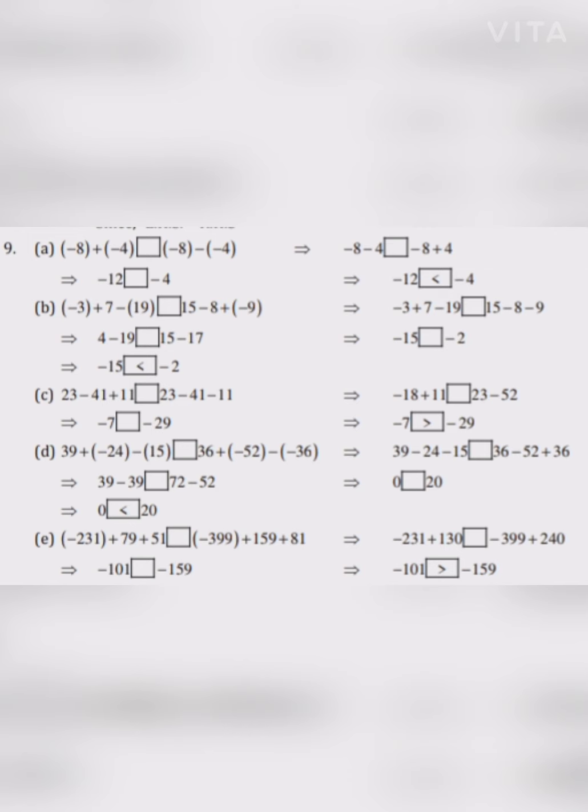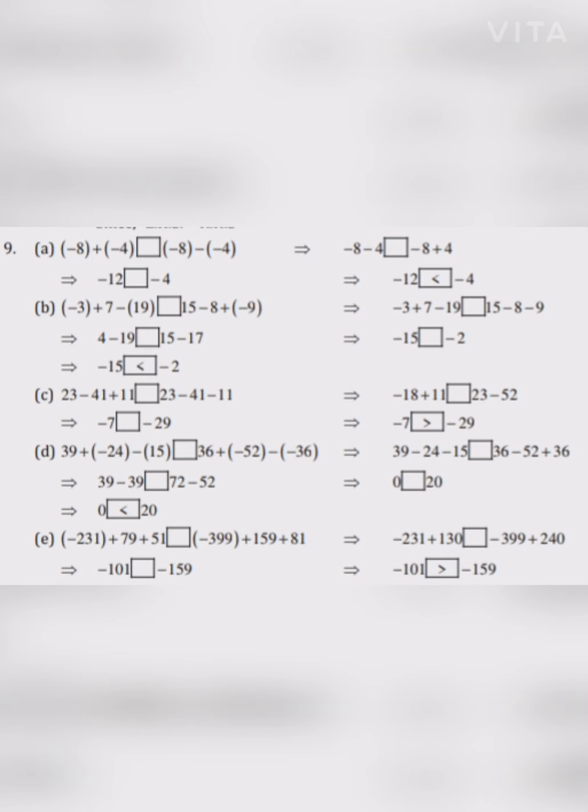39 plus minus 24 minus plus 15 box 36 plus minus 52 plus minus 36. 39 minus 24 minus 15 box 36 minus 52 minus 36. 39 minus 39 box 72 minus 52. 39 is in plus and 39 is in minus sign, so it has to be cut. 0 box 20. It remains 0, so 0 is less than 20.